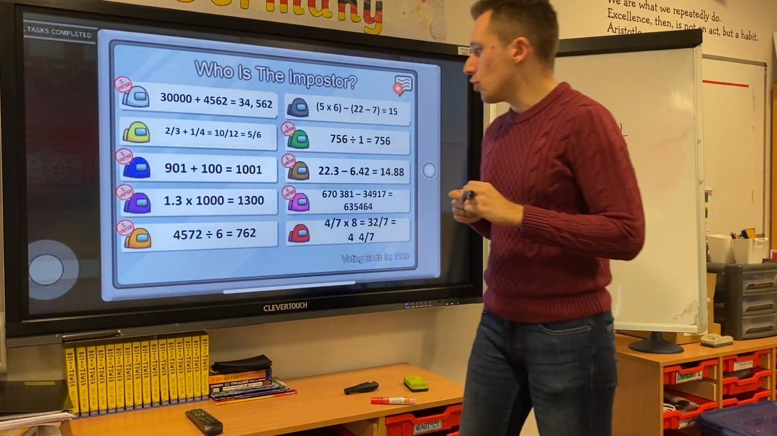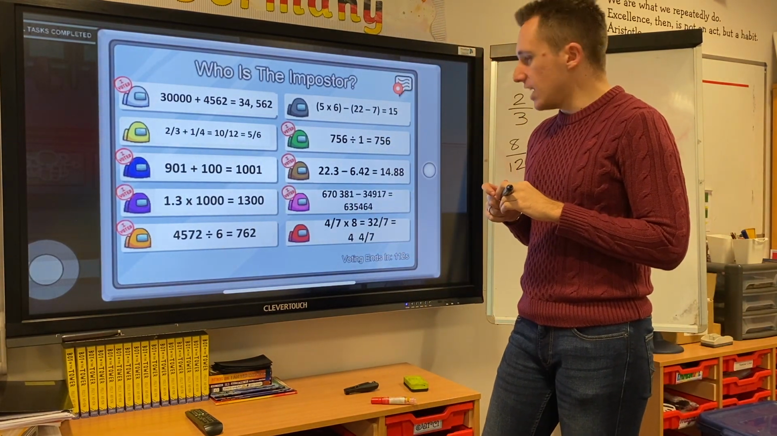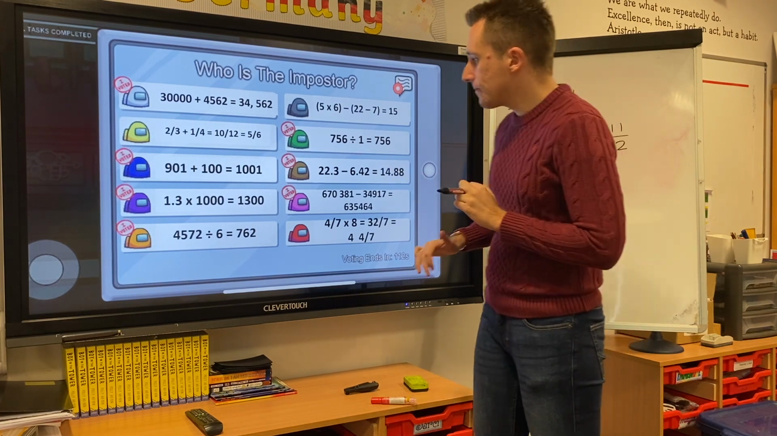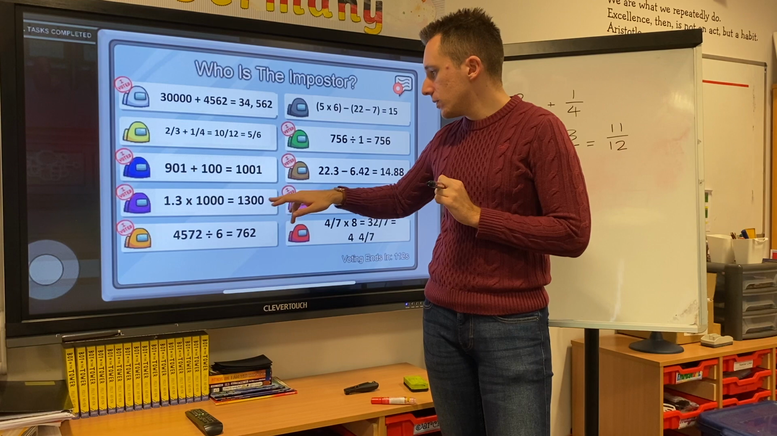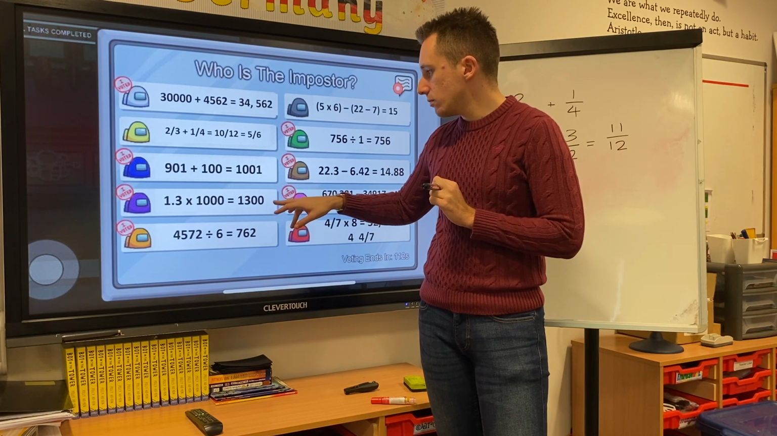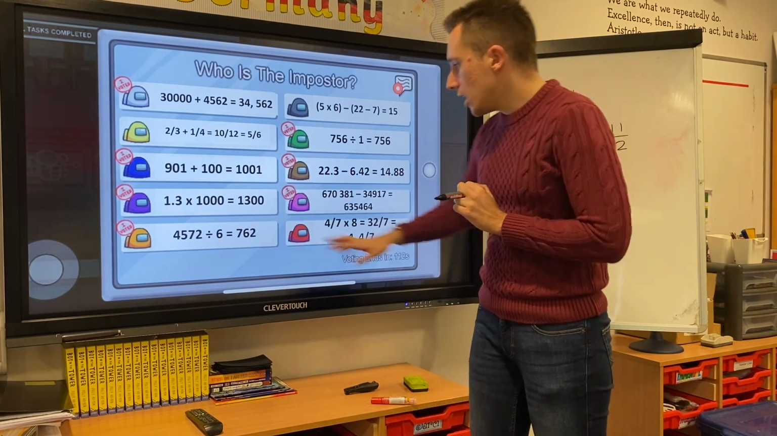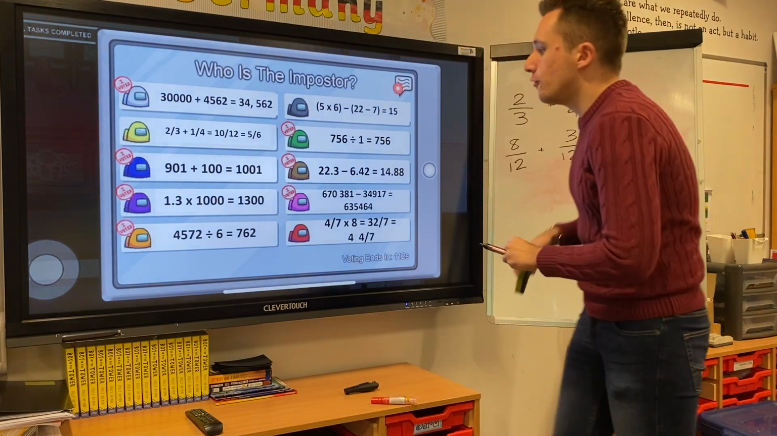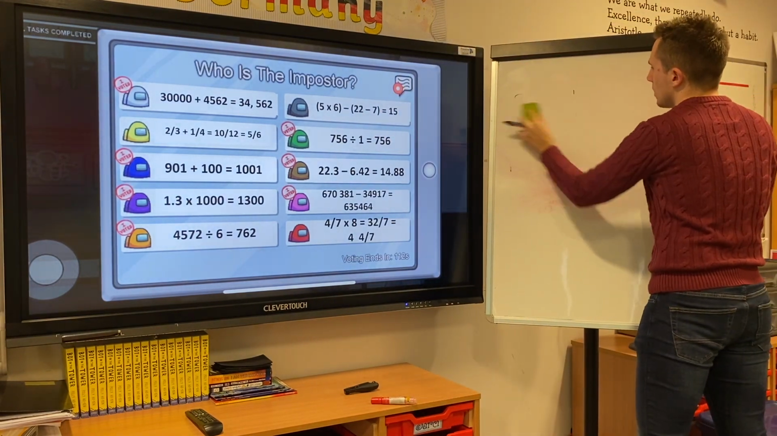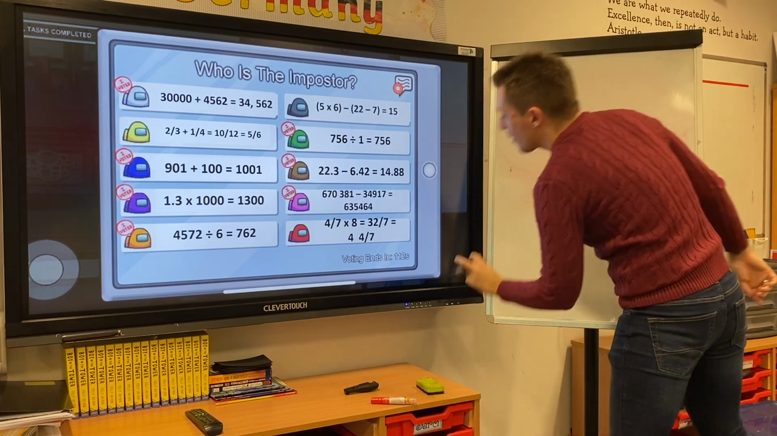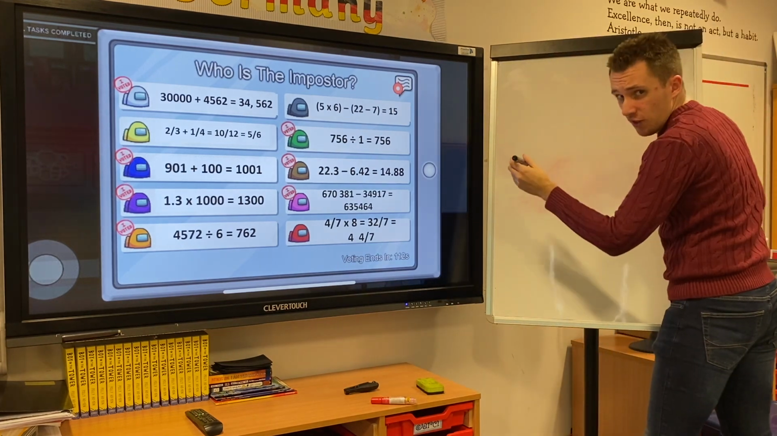Next one, 901 add 100 is 1,001. Happy with that? 1.3 times 1,000 is 1,300. Yep, happy with that. Orange, we have to work this one out. 4,572 divided by 6. So, we'll do bus stop for this.